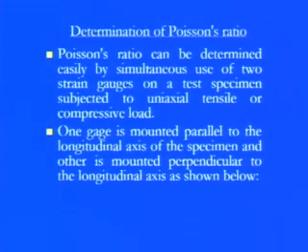So, at least we need two strain gauges to measure this extension and the contraction in the respective directions. Once we know the longitudinal strain and the lateral strain, we can simply compute the Poisson ratio, which equals minus lateral strain divided by longitudinal strain. One gauge is mounted parallel to the longitudinal axis of the specimen to measure the longitudinal strain, and the other is mounted perpendicular to the longitudinal axis, which will give you the lateral strain. So, mu is minus lateral strain divided by longitudinal strain.